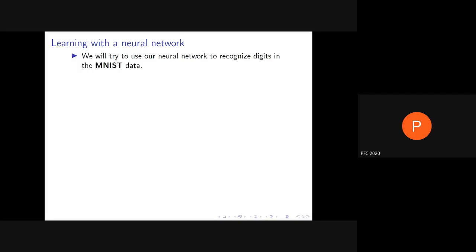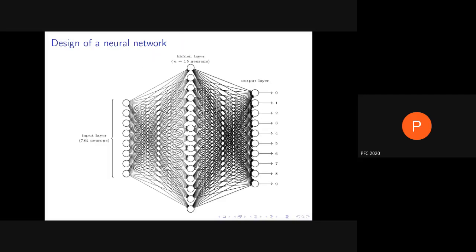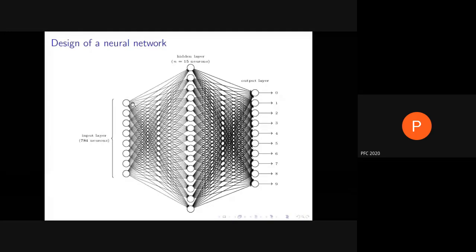So far what we have said is this is the kind of design that we have for our neural network. Just to remind you, an input layer with 784 neurons, simply because my pictures are 28 by 28 and 784 is 28 squared. Then there's a hidden layer which could be 15, 30, 20, and that's up to me. And there's an output layer with 10.